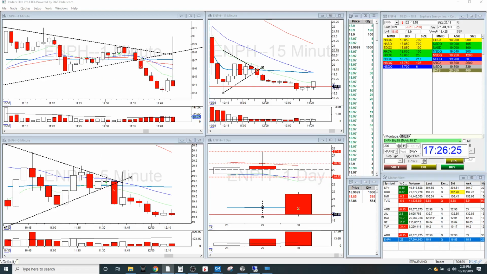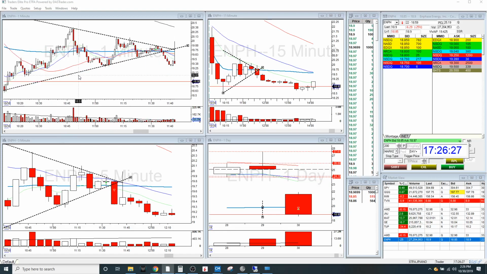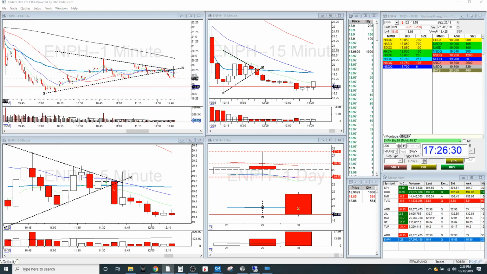It looked pretty good, it looked pretty decent. It looked like the price action was getting tighter. Just didn't work out.